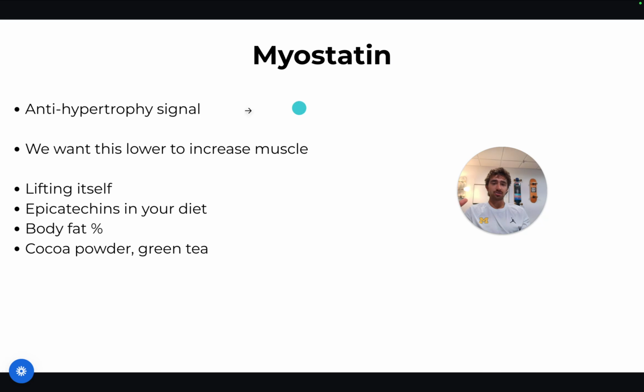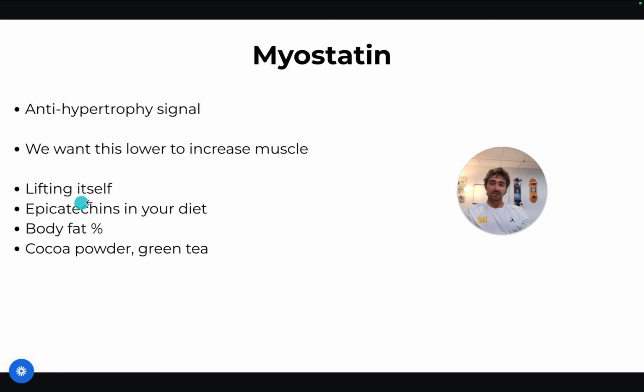And then myostatin. So this is really important to understand. This is kind of like a muscle growth block in the body that we have naturally. It's an anti-hypertrophy signal. We want to obviously lower this to increase the muscle size that we can produce. There are a few things that we can do for this. I wouldn't really focus on this as the main priority for muscle growth, but something that you can apply to your program is number one, lifting itself. We kind of already covered that.